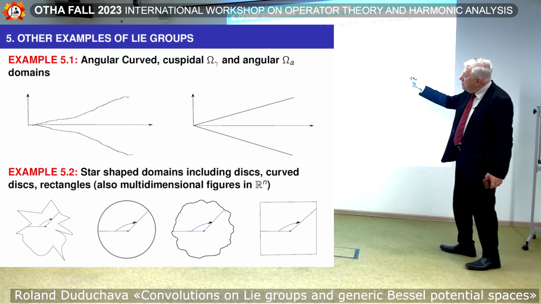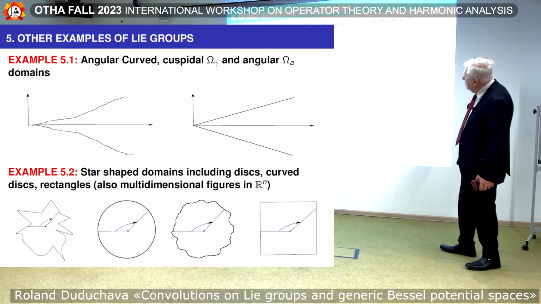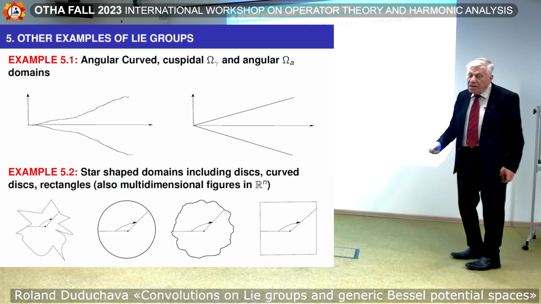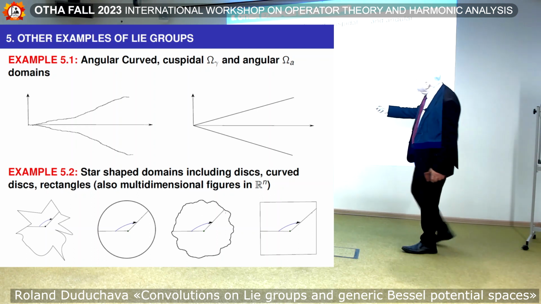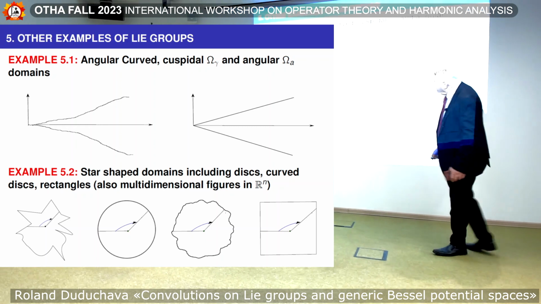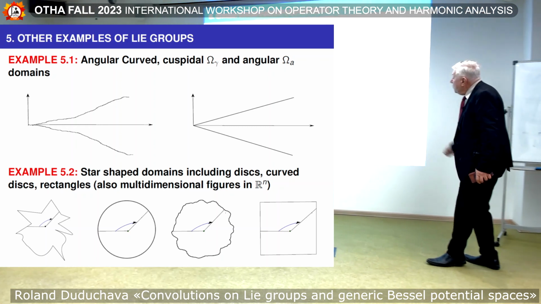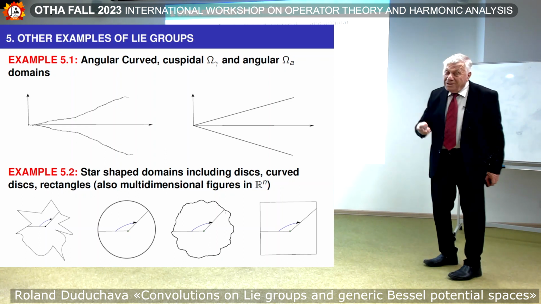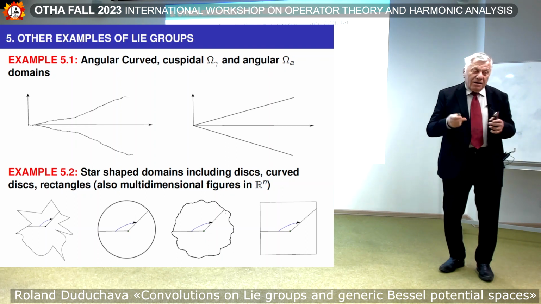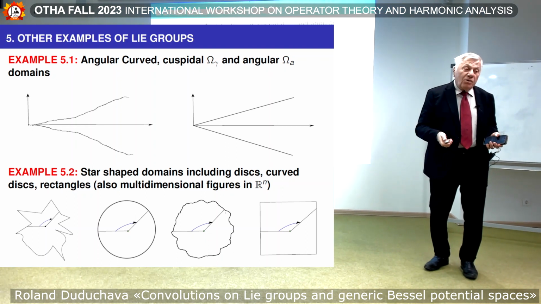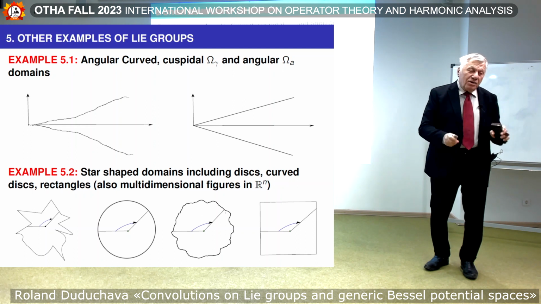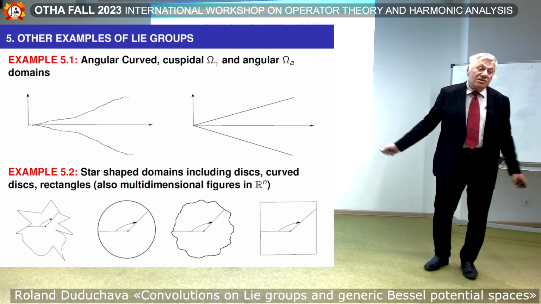Yes, angles, usual angular domain or angular domain with curved boundary. They are Lie groups, and even here it can be a cuspidal point at the tip. What is very strange, here the two-dimensional case is demonstrated, but all star-like domains in R^n are Lie groups. So you can have their group structure, harmonic analysis, convolution equations, everything is available for the star-like domains.